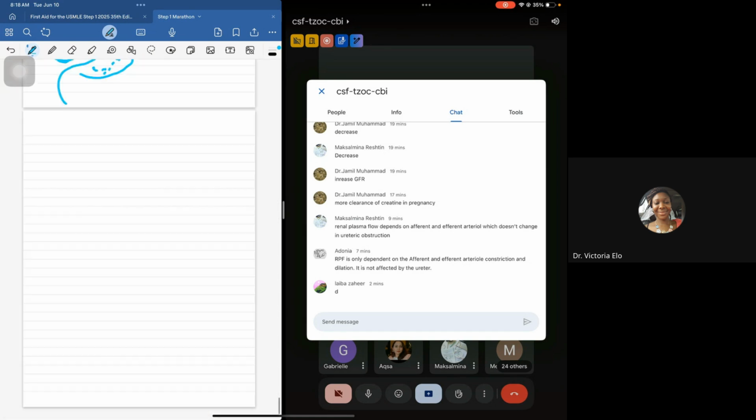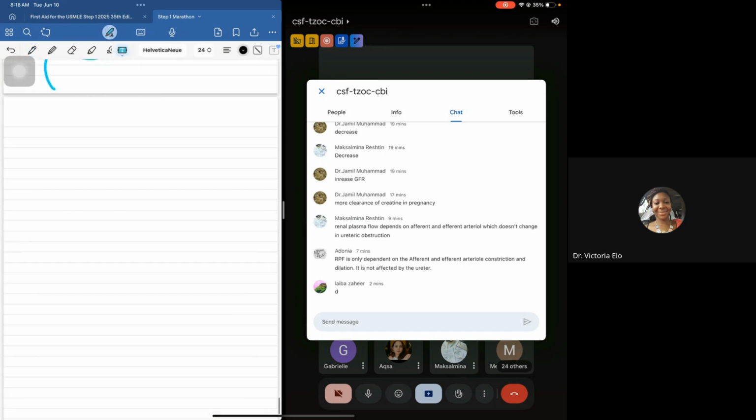Now, one more question. One more thing that I have to tell you, right? So, renal plasma flow. Let's touch this thing briefly. Let's go over the renal plasma flow once, right?